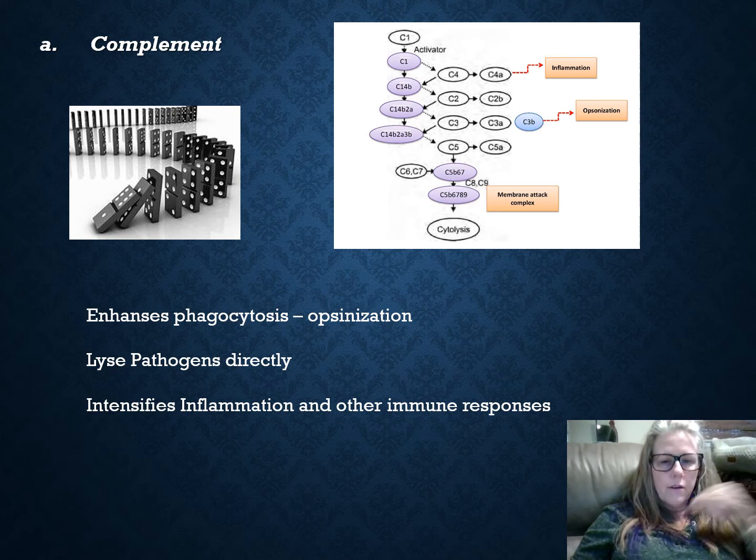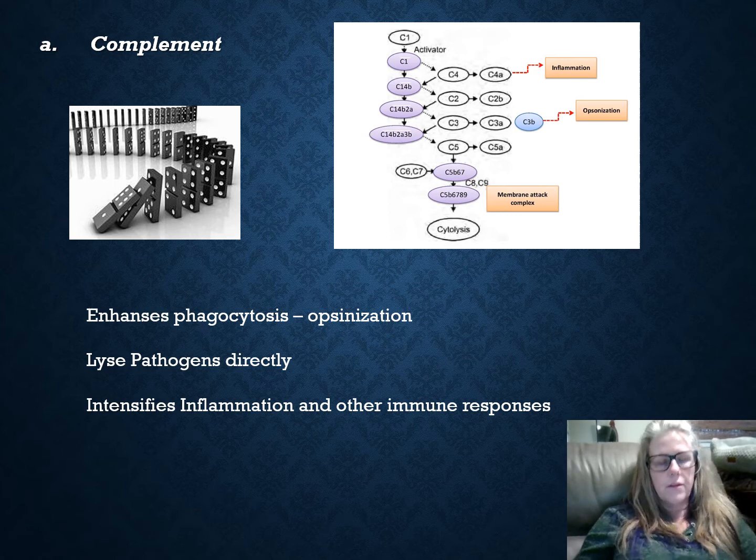And another function is to intensify inflammation and other immune responses. So when we activate other types of complement cascades, we can increase inflammation or increase other types of immune responses. So that's how these types of molecules play a role in natural resistance.